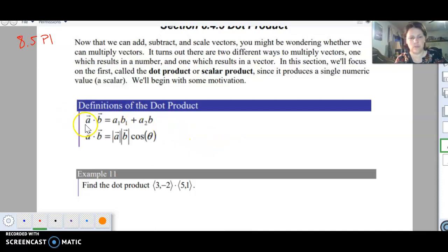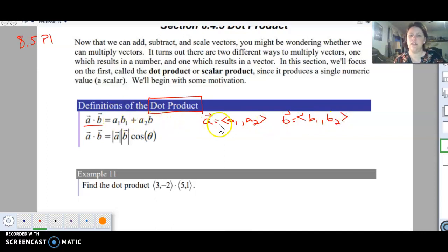And when we multiply two vectors together, we get what we call a dot product. So dot product is multiplying two vectors together. So in this definition right here, we have vector A multiplied by vector B. So let's define what vector A is. Vector A would be the vector A sub 1, A sub 2, and vector B would be B sub 1, B sub 2.